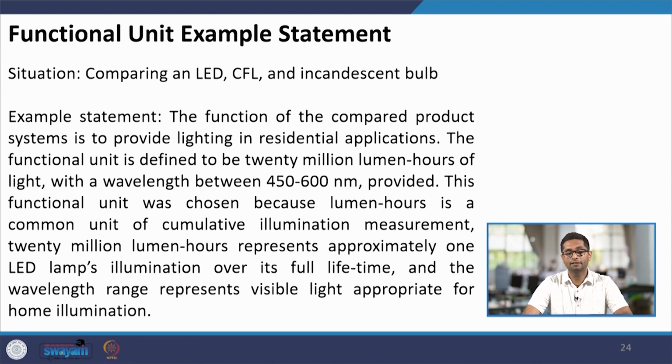So they are also giving the reason why they have gone for 20 million lumen hours. The reason is that it approximately gives the type of illumination that you would get from an LED bulb, and that is way larger than a CFL bulb or an incandescent bulb. So that basically brings in a good comparison, and the wavelength range represents the visible light that is appropriate for home illumination, and they are also giving a reason why this kind of quality has been indicated. So herein we get a very good example where we have all the three features, that is quantity, quality and duration, included in a function unit, and this is what is expected in a good LCA as well.